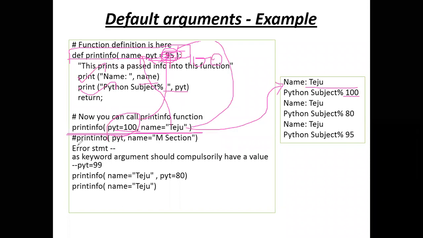Whereas here, you just take this one, you get an error statement because see, print info pyt comma name equal to m section. So what happens here, name is... I'll just clear and I'll tell you.